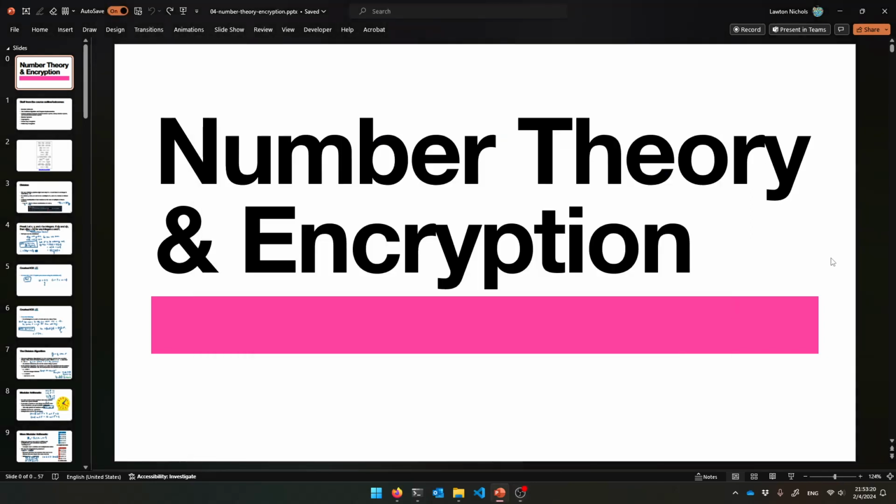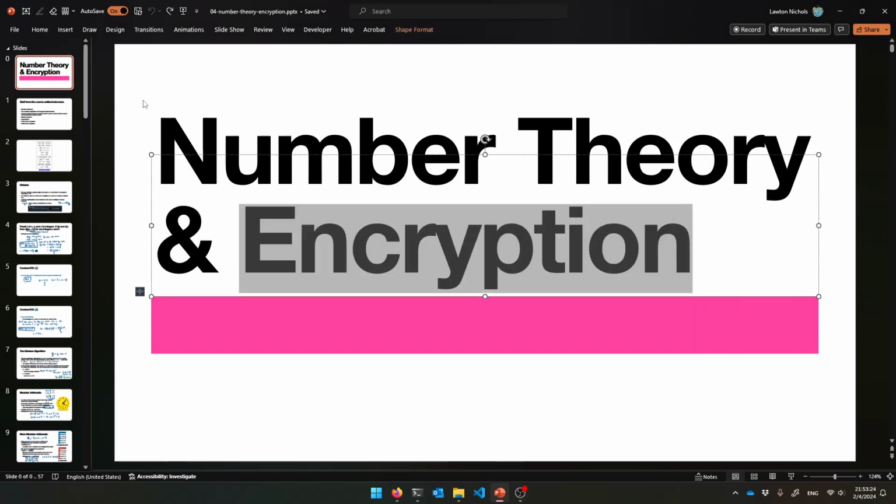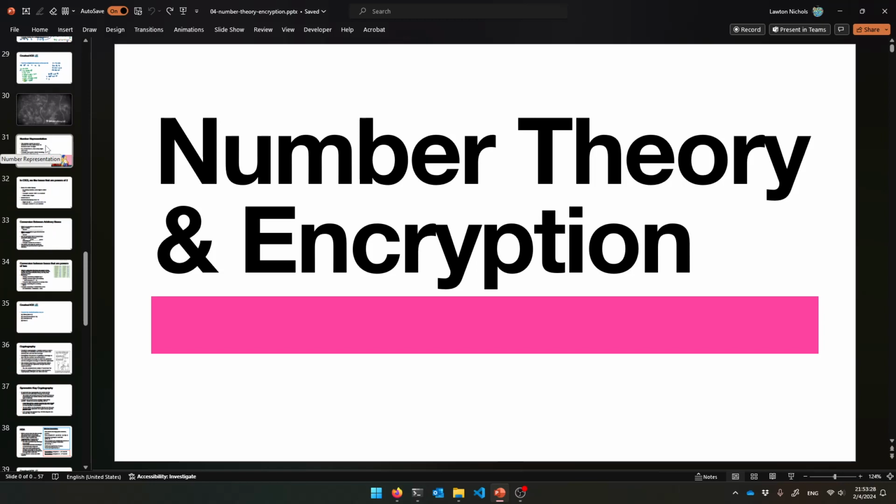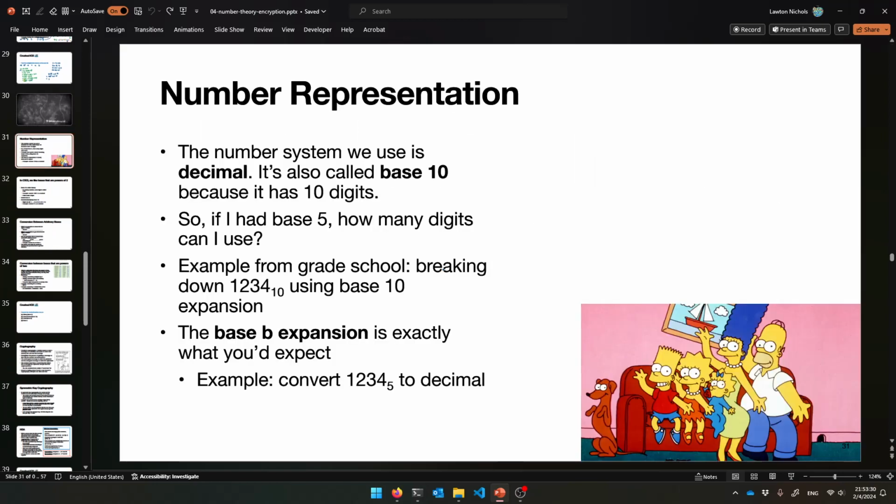All right, welcome back to the number theory and encryption slides. Today we are finally going to get to encryption, so I'm excited for that. We do have a few pit stops along the way, but let's get started with number representation.